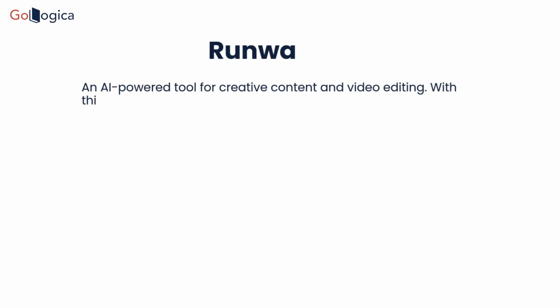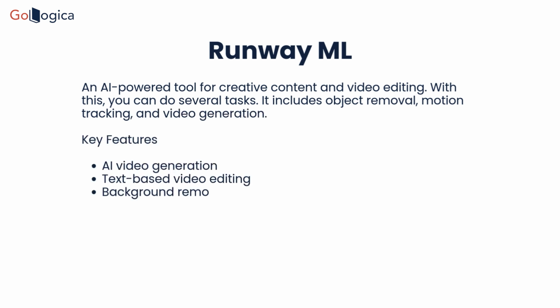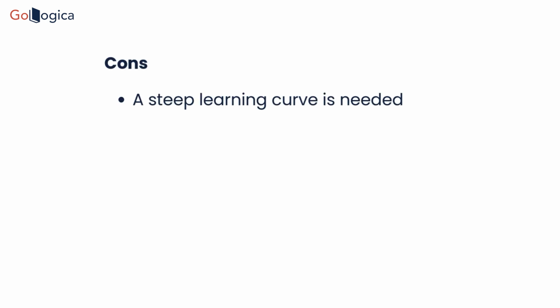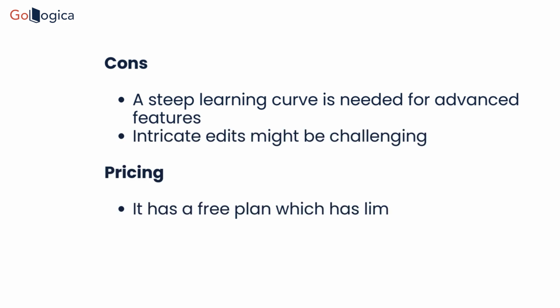Runway ML, an AI powered tool for creating content and video editing. With this, you can do several tasks. It includes object removal, motion tracking, and video generation. Key features: AI video generation, text based video editing, background removal, real time collaboration. Advantages: make difficult video editing tasks easy, better for storytelling and marketing. Cons: a steep learning curve is needed for advanced features. Intricate edits might be challenging.